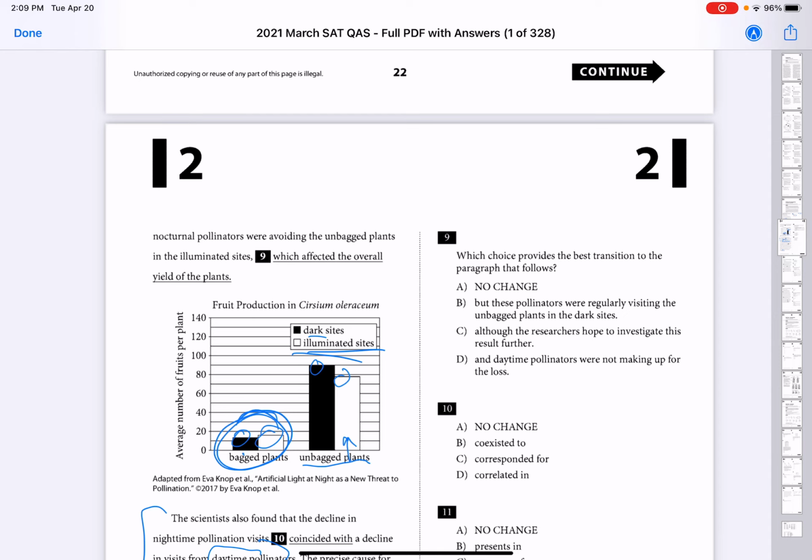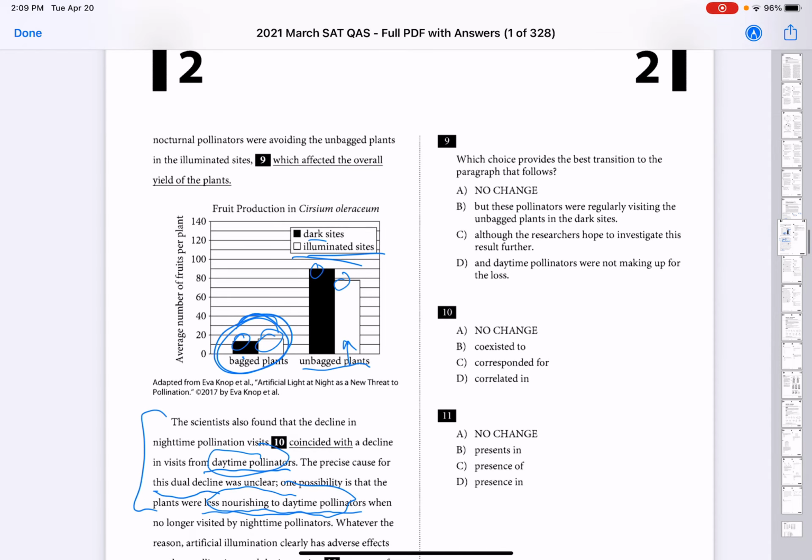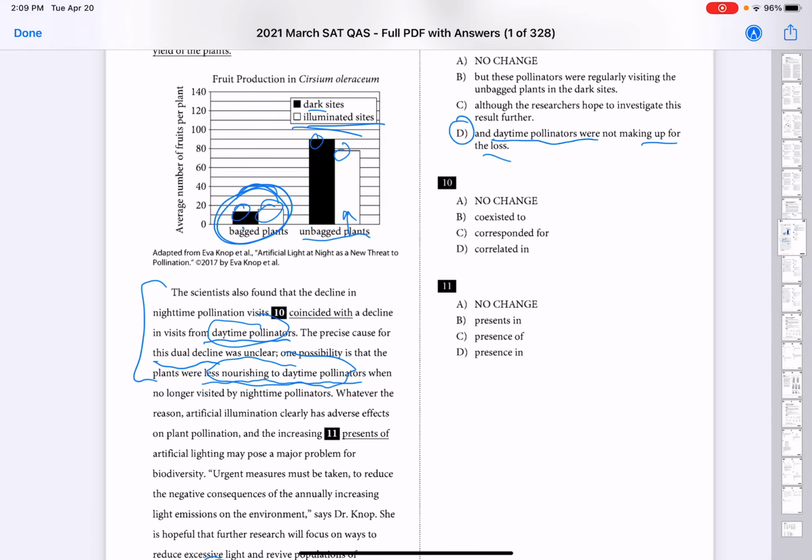It says, which choice provides the best transition? So I underlined a lot of the keywords over here, like daytime pollinators, nocturnal, and the unbagged plants in the illuminated sites. Answer choice: although researchers hope to investigate these results further, the daytime pollinators were not making up for the loss. All right, so the answer choice should be D for number 9, because in the next paragraph, they talk about how the plants were less nourishing to the daytime pollinators.